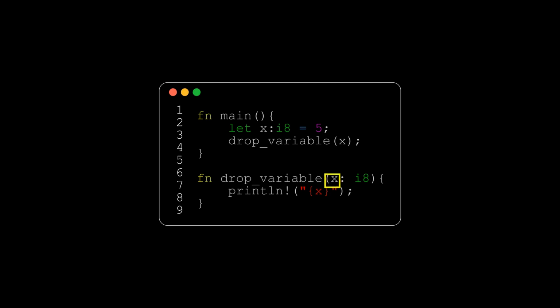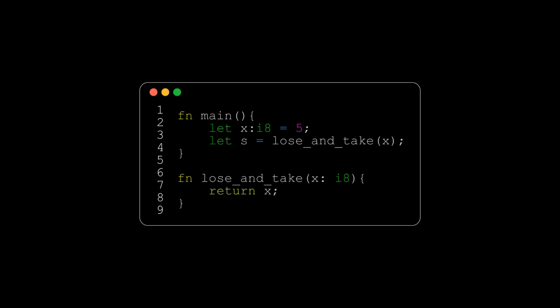Now we apply the process of drop variable. At the end of the function, the ownership goes out of scope. Now we cannot access it even inside the main function. Let's now see how to transfer ownership of a variable with functions. The function we will use is called lose and take. We will use it to show how to transfer ownership.